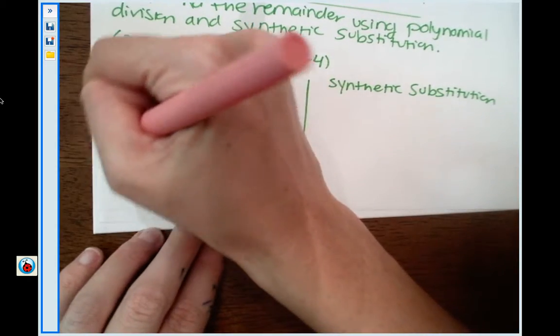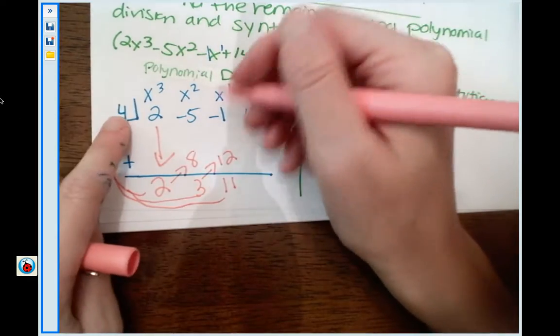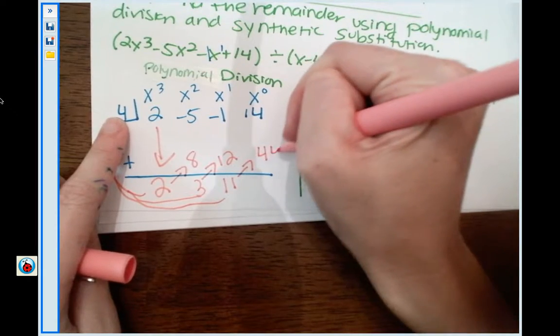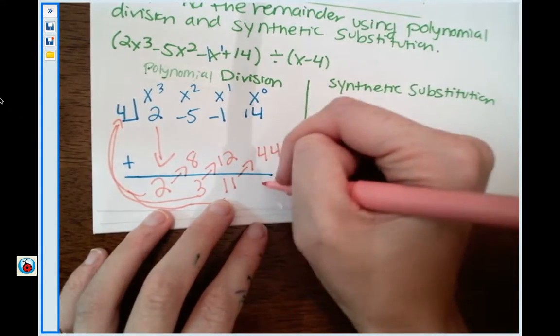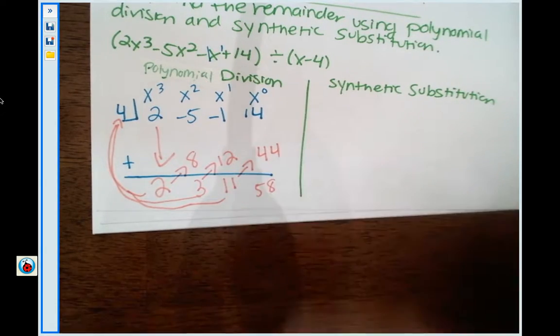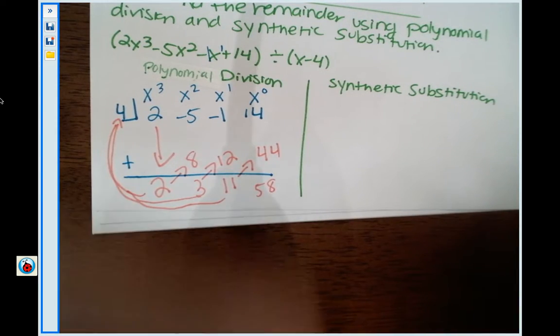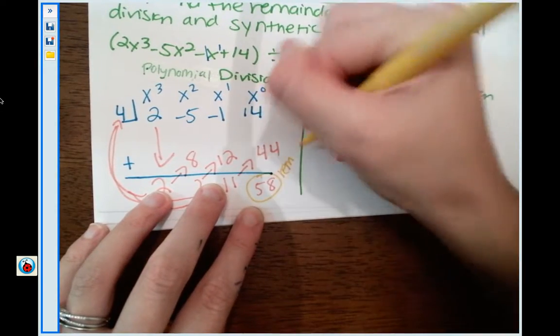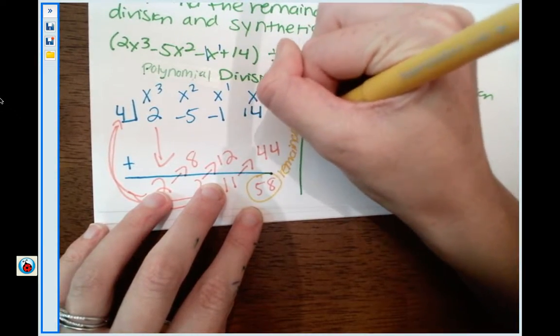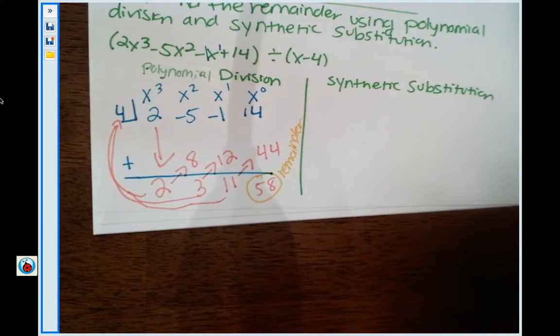I'm going to multiply it up here. 11 times 4 is 44. I'm going to slide that over and add down. 14 plus 44 is 58. Holy hot dog, you guys. That was so much fun. So this is my remainder, 58. Okay, so if I do the other side correctly, I should get the same remainder.